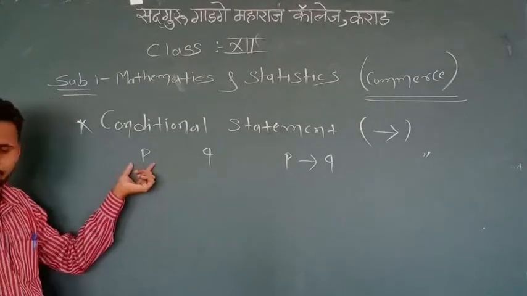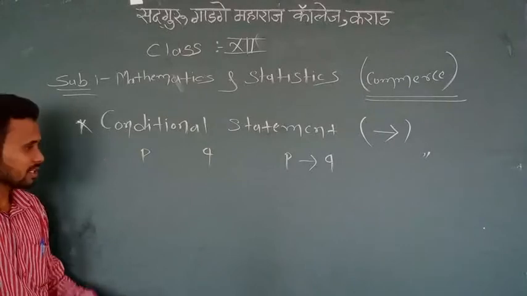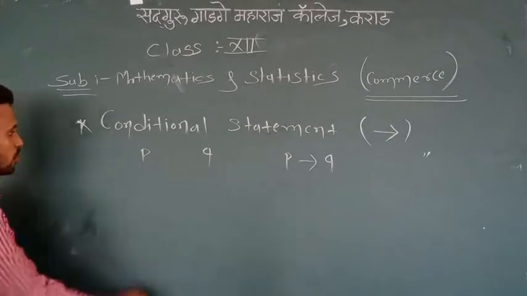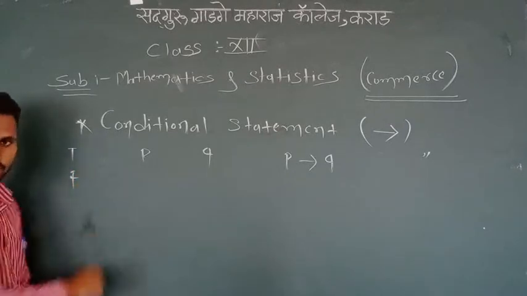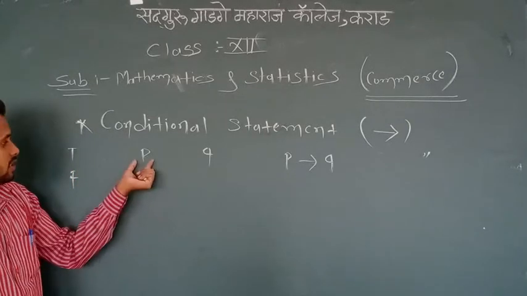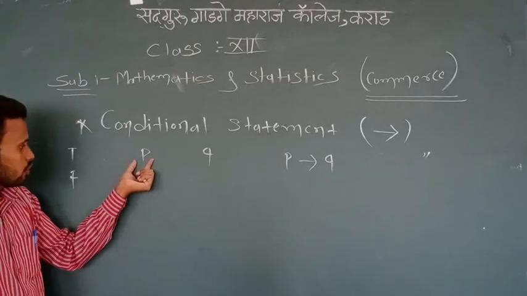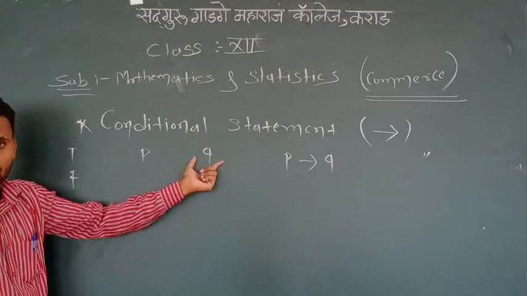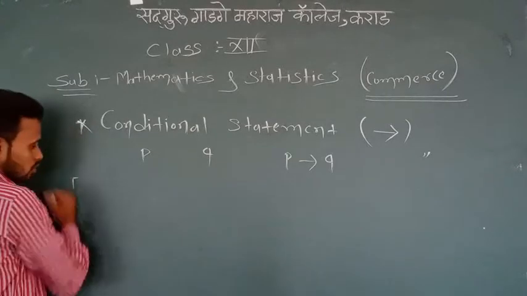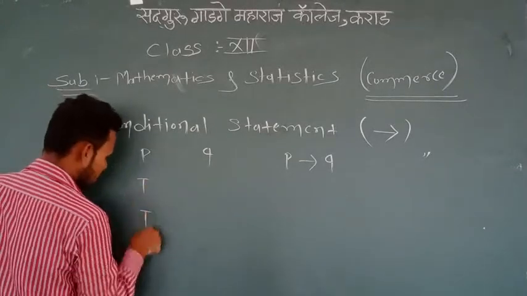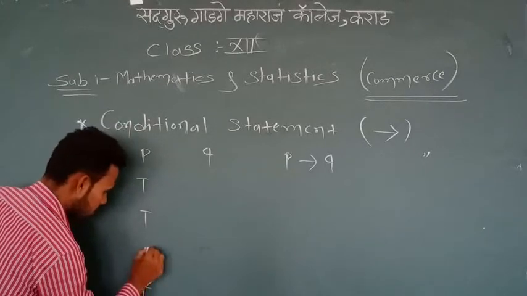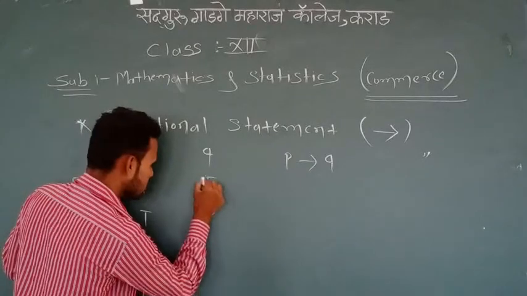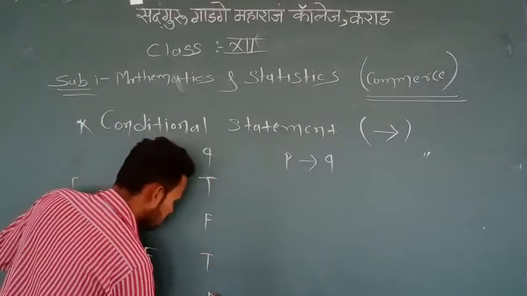Now we know that for any statement there are only two possible truth values. Which ones? T and F. Here p has two possible truth values T and F. Here q has also two possible truth values T and F. Therefore here T and F. The next second column: first T, second false, then next T, then next false.